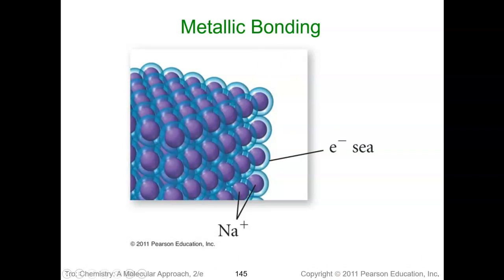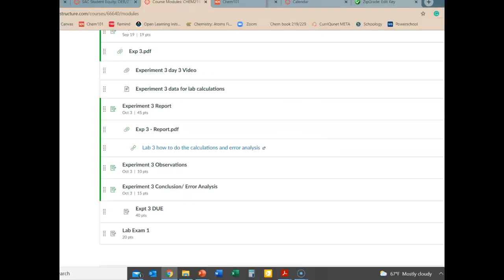Think of power lines. How do we move electricity? Power lines. What are power lines made of? Metal, right? And so that's how metallic bonds work.